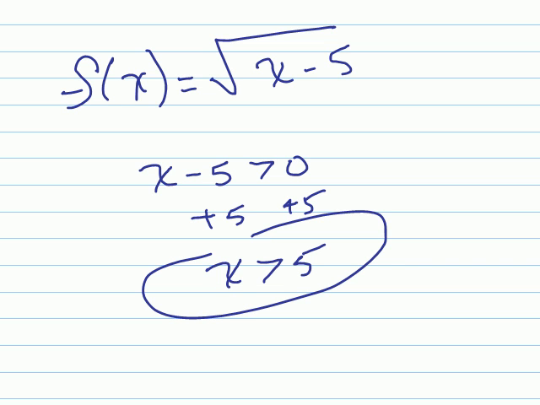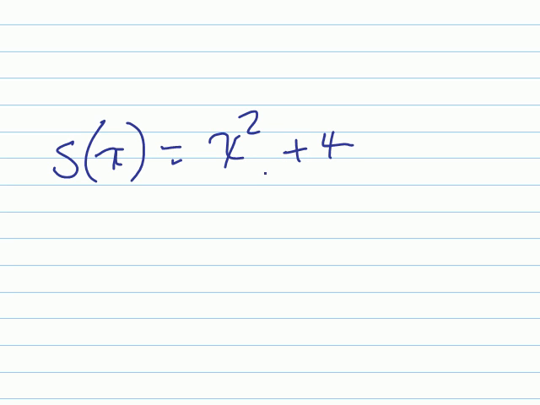Now you'll see other types of these. You might see something like s of x equals x squared plus 4. Well, this one doesn't have a radical sign, and it does not have a denominator. In other words, it's not over something. There's no way to get a 0 in the denominator. So the domain would be all real numbers.